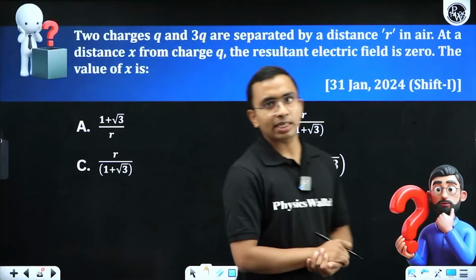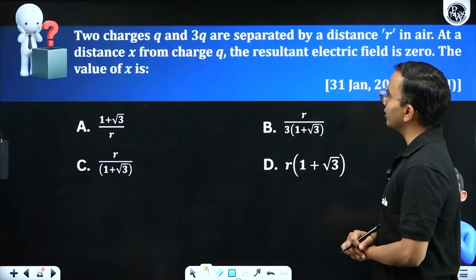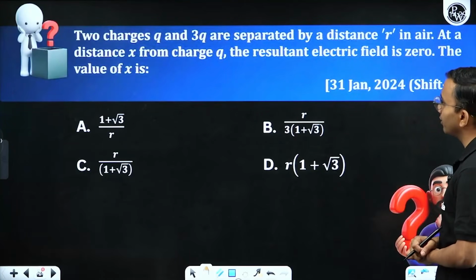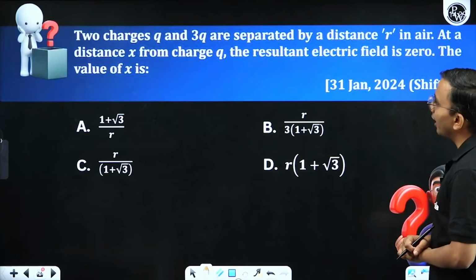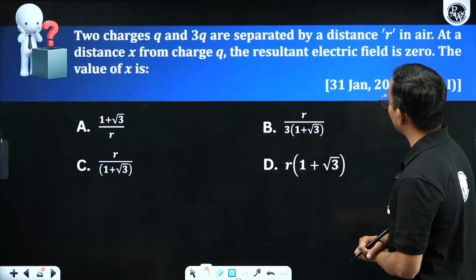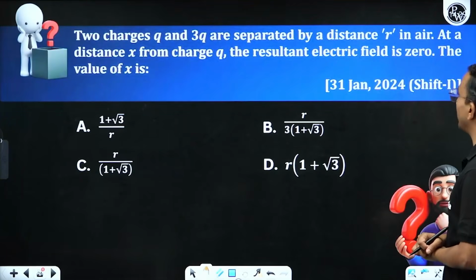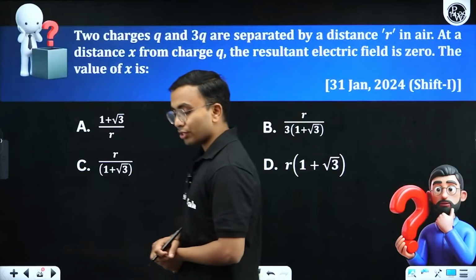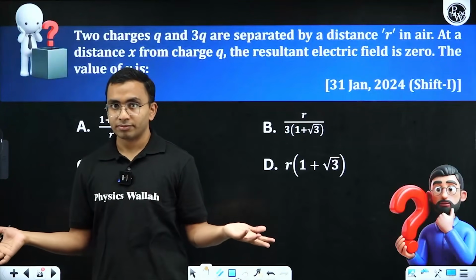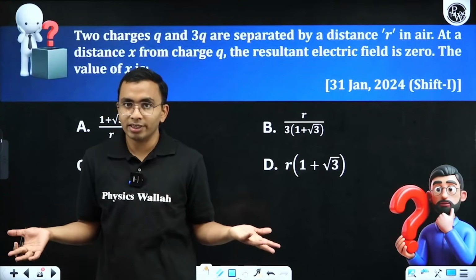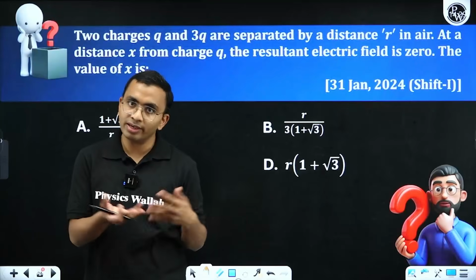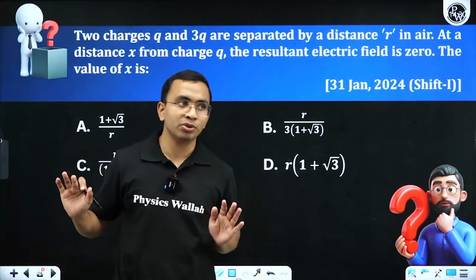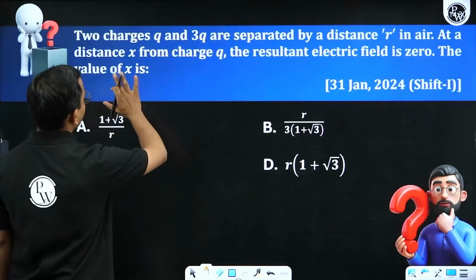Okay, coming. Two charges Q and 3Q are separated by a distance r in air. At a distance x from charge q, the resultant electric field is 0, the value of x is. Resultant electric field is 0 means what? Make the resultant of the vectors to be 0. Find the individual electric field due to each of the charges. Make the resultant of the vectors to be 0. Simple. So, two charges he is saying q and 3q.